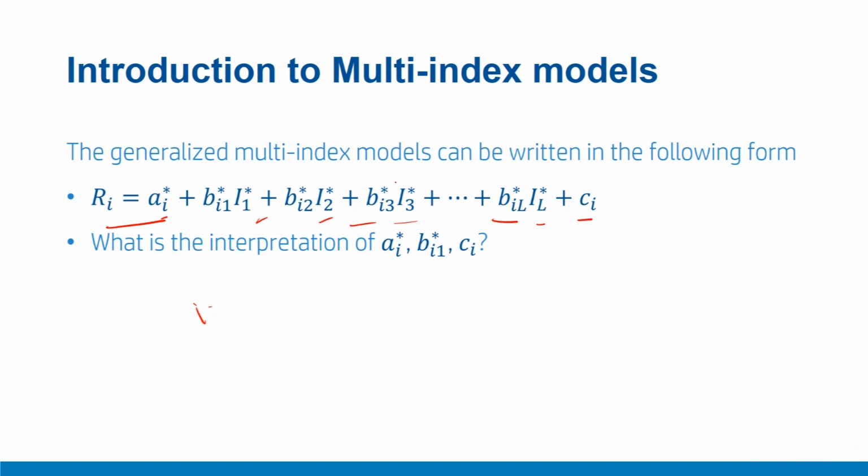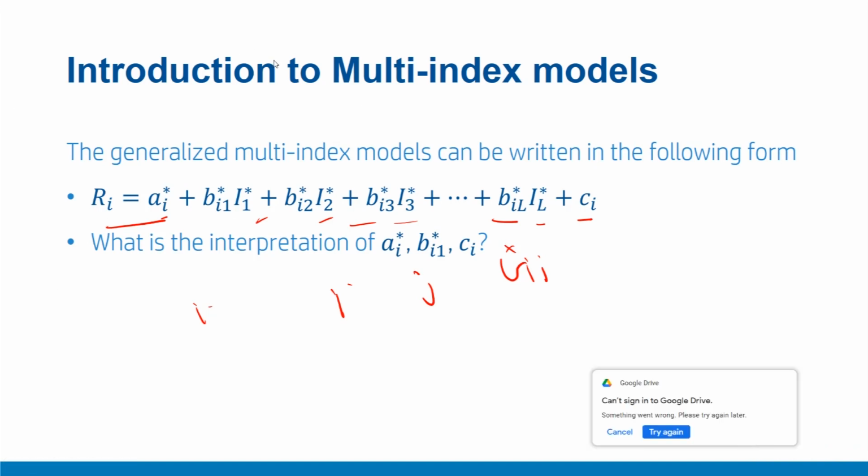Bij star is a measure of sensitivity of stock i to changes in index j, and that is why it is noted as Bij star. Bij star has the same interpretation as that of beta i. It is a measure of sensitivity of the return of stock i to changes in index j, and it has the same interpretation as that of beta i in single index models.